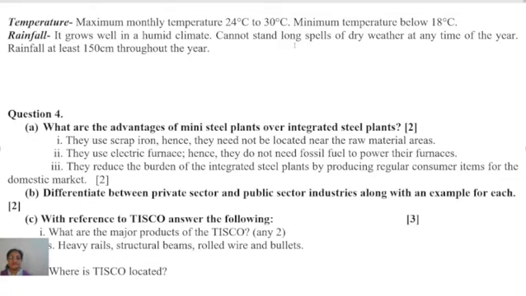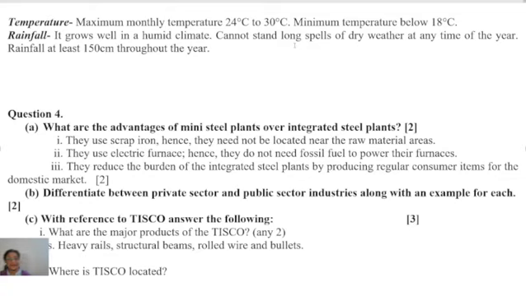Now rainfall. It grows well in a humid climate. It cannot stand long spells of dry weather at any time of the year. It needs rainfall of at least 150 centimeters throughout the year. Humid climate and rainfall throughout the year, that is one important requirement for it. A long dry spell should not be there in the area where this cultivation is being done, because again it is going to harm the crop.